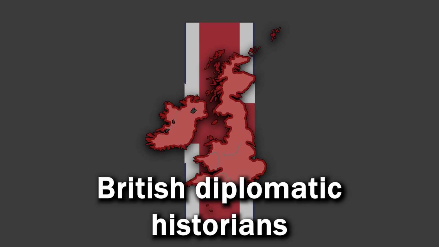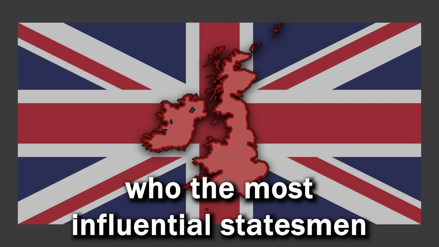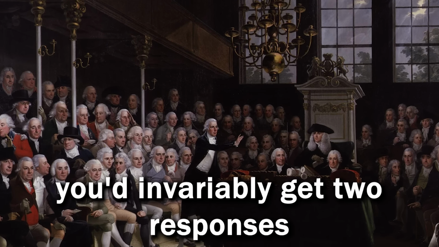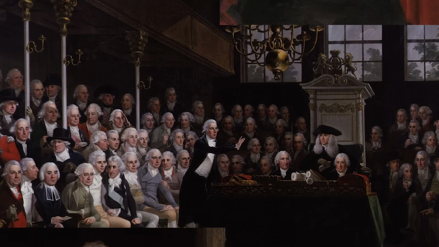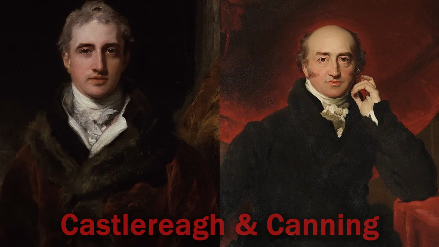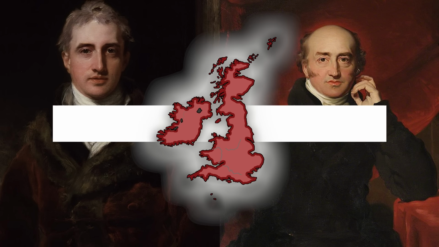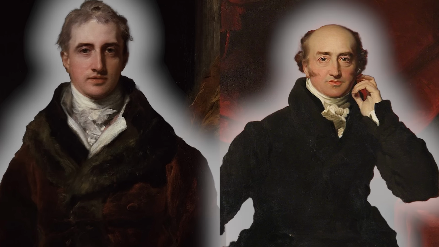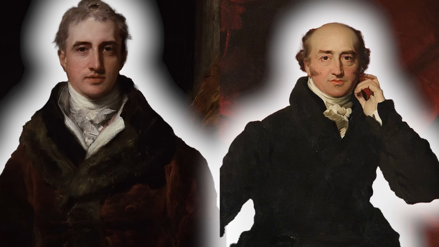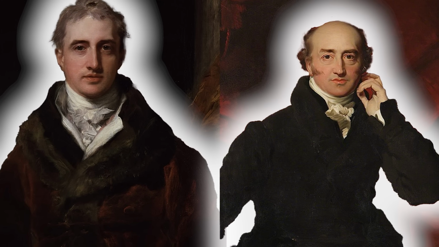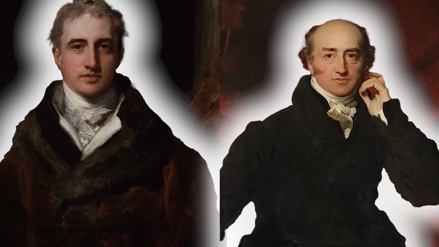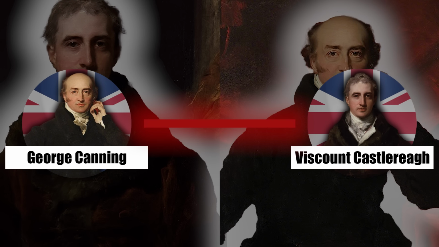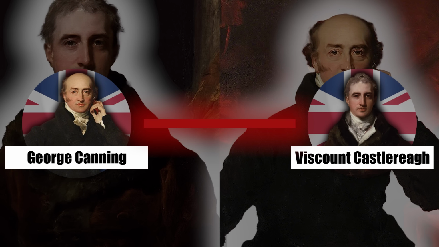If you were to ask British diplomatic historians who the most influential statesman of the early 19th century was, you'd invariably get two responses: Castlereagh and Canning, who between them guided the country's foreign policy for 15 years. Both were Irishmen, disciples of Pitt, extremely close ideologically, and generally accepted as having been remarkable statesmen in their own right. Yet, quite apart from despising each other personally, their diplomatic styles also differed considerably.